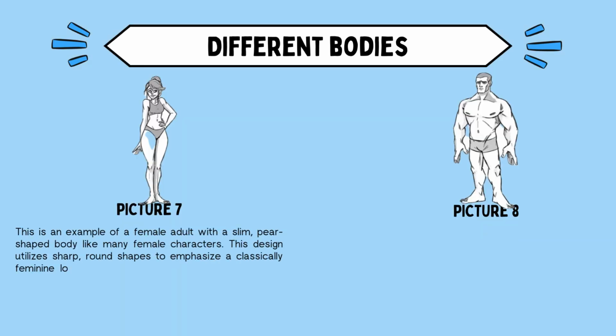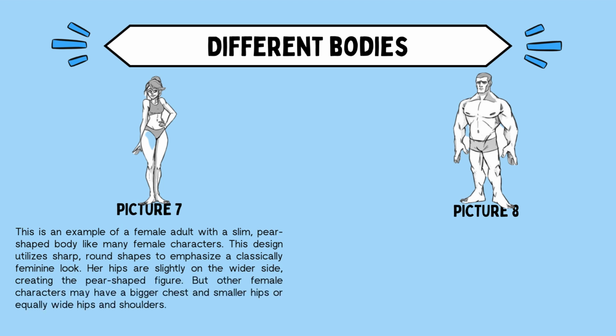This is an example of a female adult with a slim, pear-shaped body like many female characters. This design utilizes soft, round shapes to emphasize a classically feminine look. Her hips are slightly on the wider side, creating the pear-shaped figure, but other female characters may have a bigger chest and smaller hips or equally wide hips and shoulders.